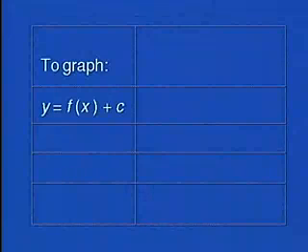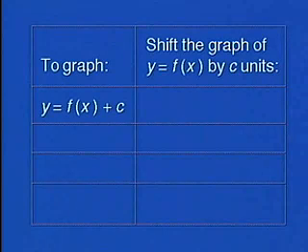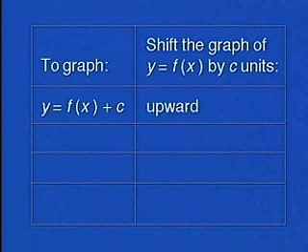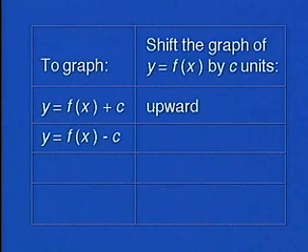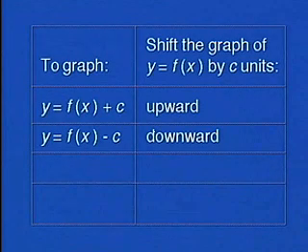Okay, let's take all of these ideas that we've been talking about in terms of translations and put them in a chart so we can summarize how to translate a graph. The first thing we know is that if I have a graph y equals f of x plus some constant c, we're going to shift the graph of y equals f of x, that basic shape that we already know, by c units. And in the case where we're adding a constant, if that constant is positive, we're moving it upward. If y is equal to f of x minus c, then we're going to move that graph, that basic shape of f, c units downward.